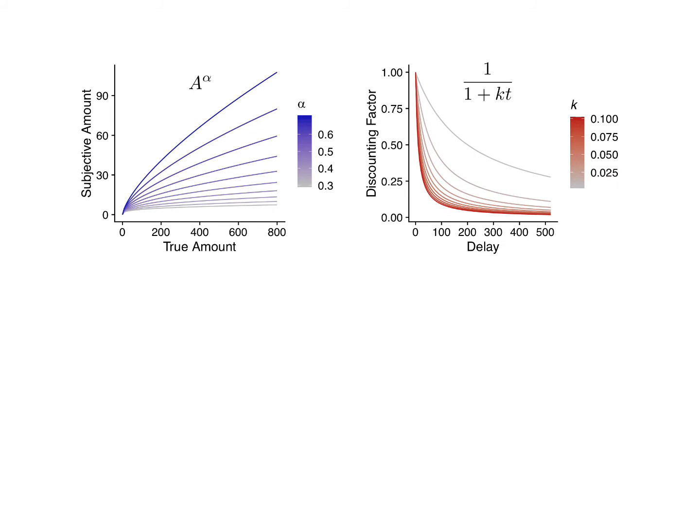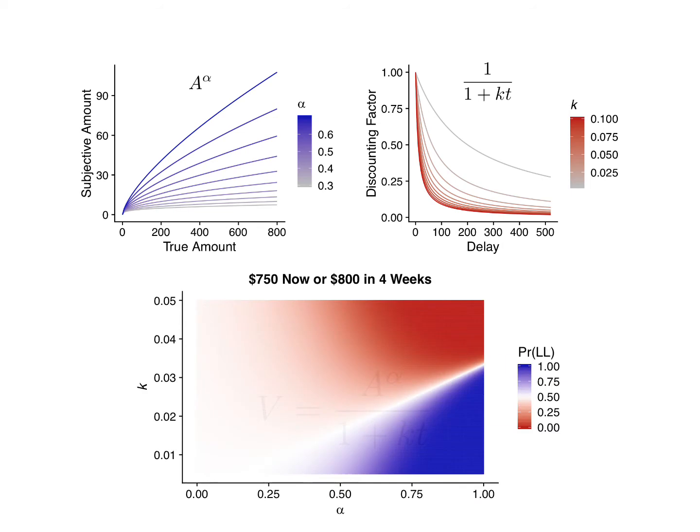Okay, and what we can do is combine these together quite simply, where we have the reward valuation and then the delay discounting, and this gives us a value v for each of the two choice options on each trial. Then it's the comparison of the subjective value for each choice that leads to some probability of choosing the larger later reward versus the smaller sooner reward.